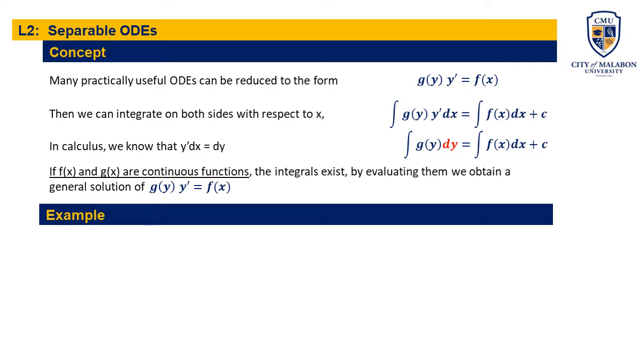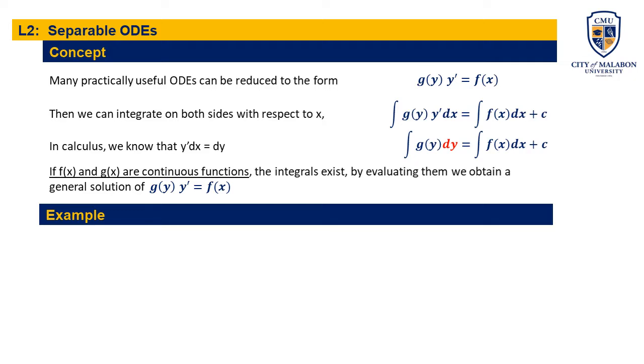So if we are able to reduce those ODEs to this form, then we can integrate both sides of this equation with respect to x. Okay? So that the integral of g of y times y prime dx is equal to the integral of f of x dx plus c. So in calculus, you can recall that y prime dx is also dy. Okay? So please remember y prime dx is also equal to dy.